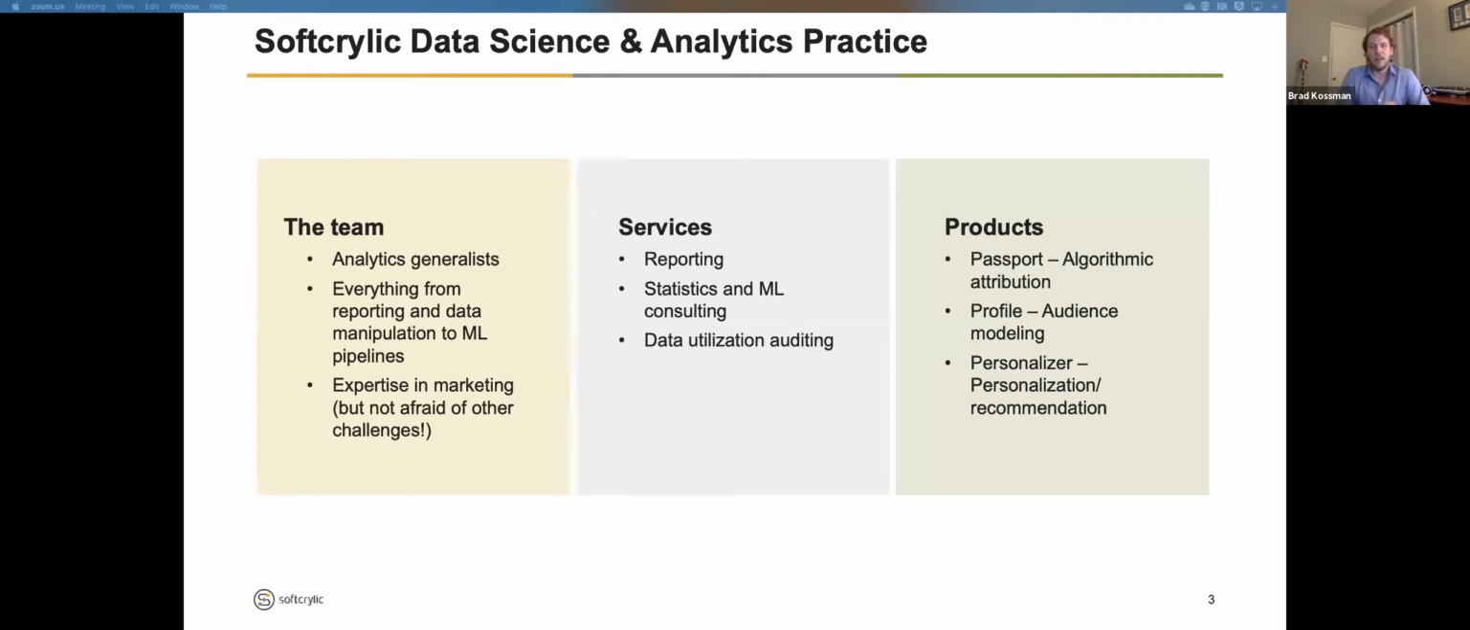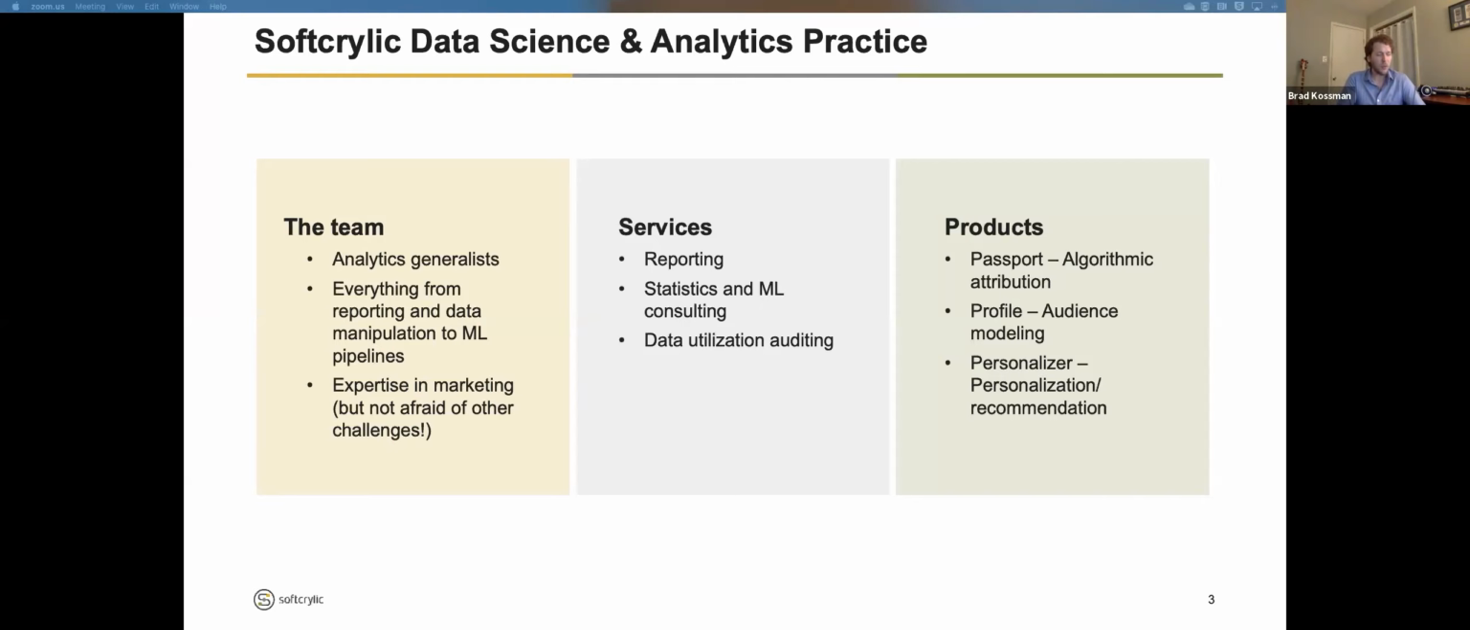So first off, a little bit about us. We are the data science and analytics practice. We are analytics generalists. That means we do everything from reporting and light ETL work all the way up through building machine learning pipelines and building algorithmic products, primarily focused on digital marketing. So things like algorithmic attribution, of course, audience modeling, what we're talking about today, making product recommendations and personalization, anything along those lines we cover.